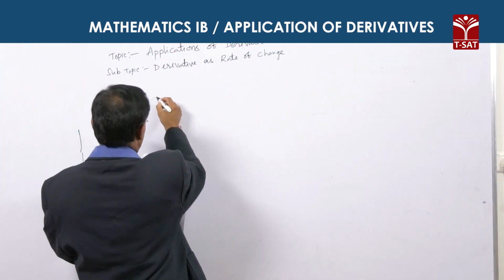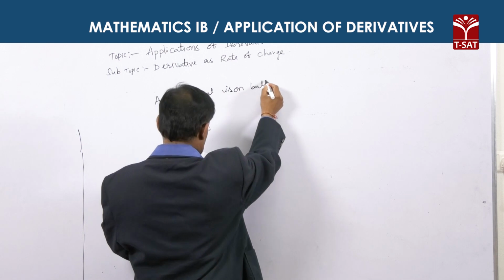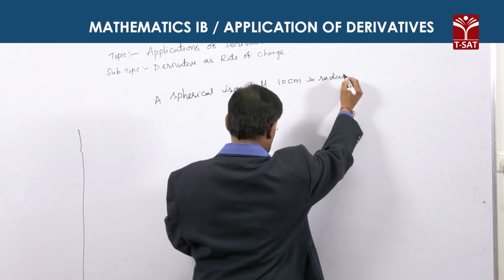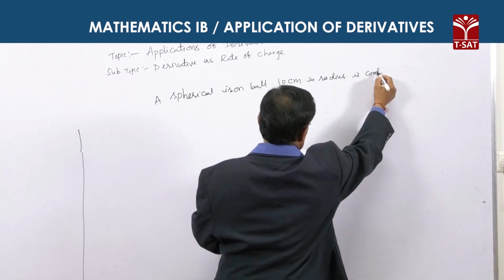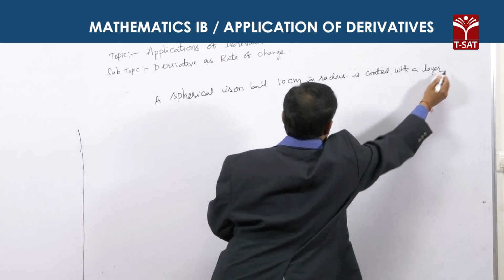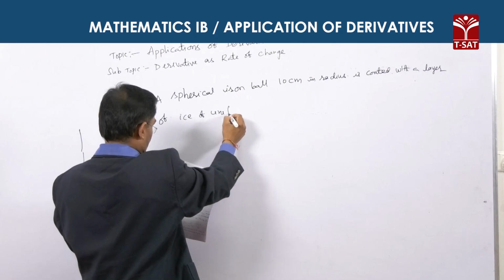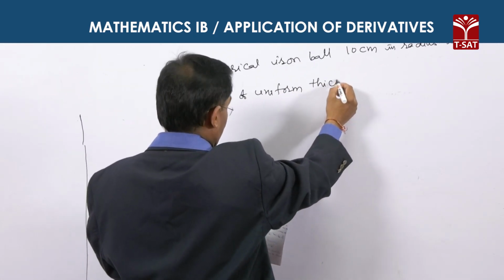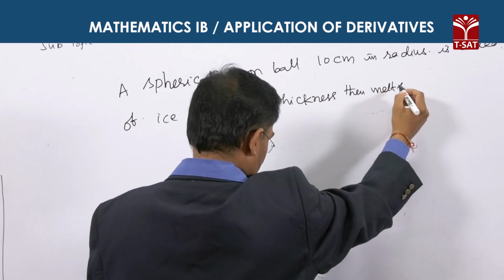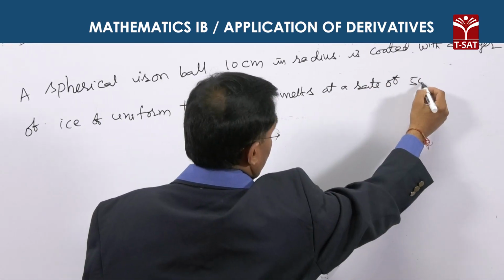Next question: a spherical iron ball, 10 centimeters in radius, is coated with a layer of ice of uniform thickness, then melts at a rate of 50 centimeters cube per minute.